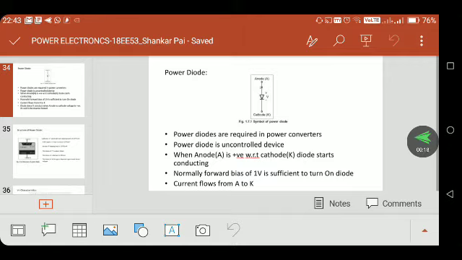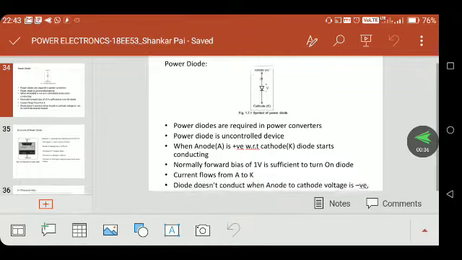Now look at here, the symbolical representation of power diode. You will not get any difference between this power diode and signal diode. Then what is power diode? See, power diode means these diodes are having capacity to handle large current and large voltage. So that's why it is called a power diode.